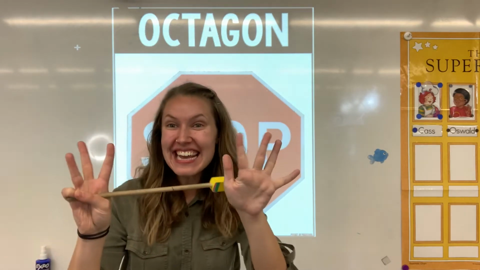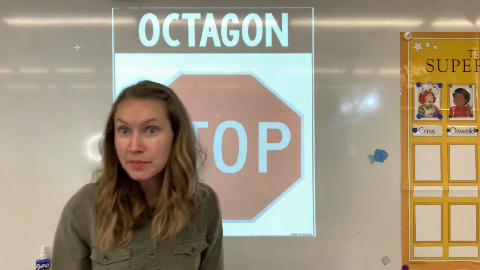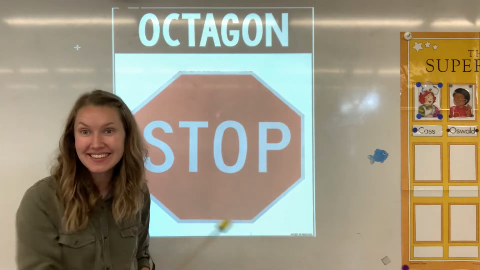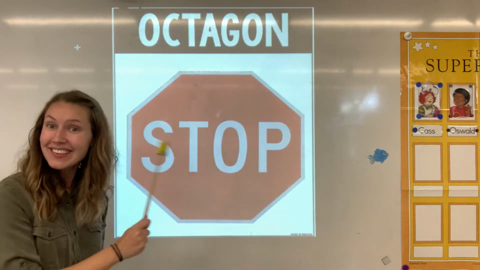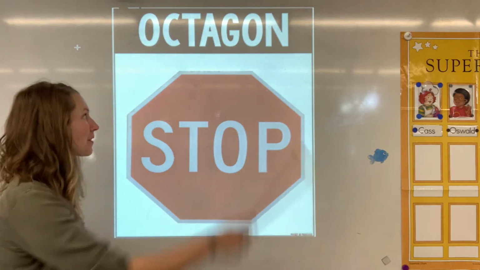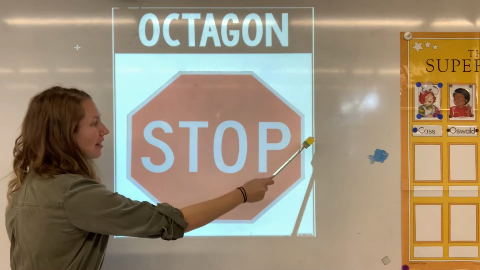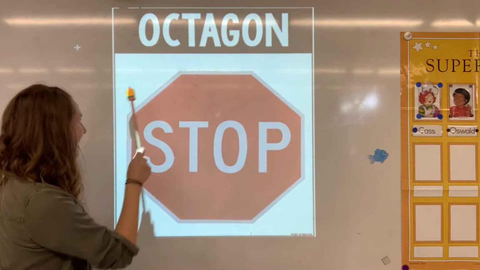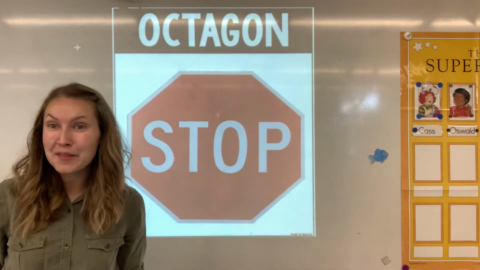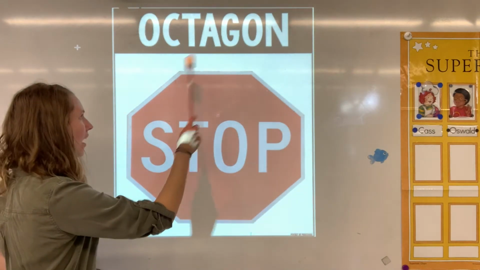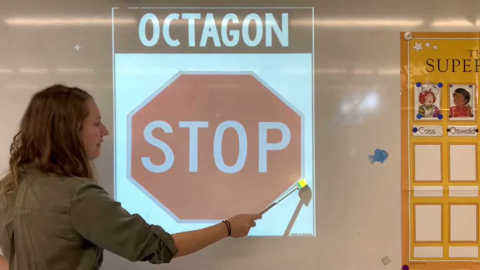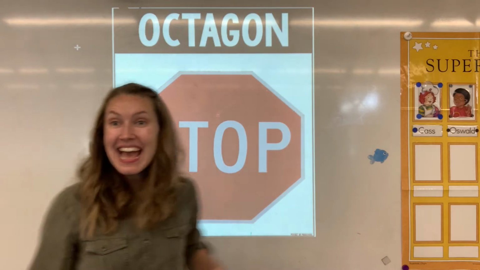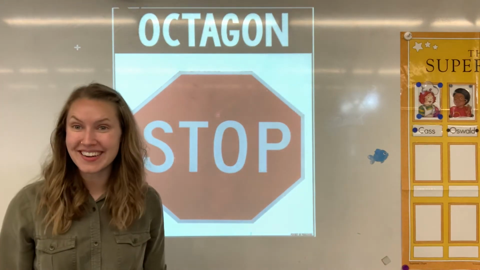That's right, it has 8. So just like an octopus, an octagon is something that has 8 sides and 8 points, just like a stop sign. Let's count. 1, 2, 3, 4, 5, 6, 7, 8. And let's count the corners too. 1, 2, 3, 4, 5, 6, 7, 8. 8 sides and 8 corners.